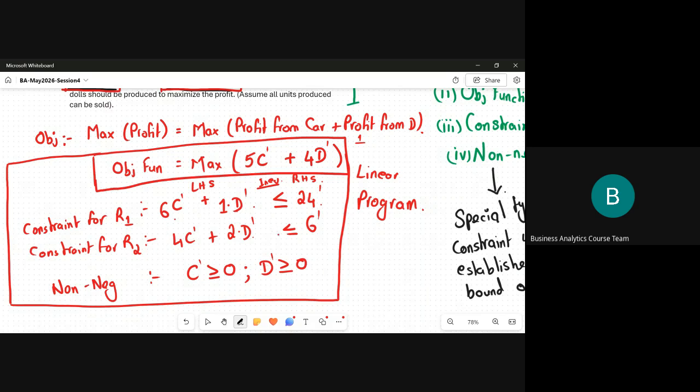Now let me ask you a question. Is it necessary that these constraints will always be of less than or equal to type? Can they also be of greater than or equal to type? The question is, should the inequality always be less than or equal to, or can there be something else also? Can be greater than or equal to. Give me an example. In the same problem, if I want a greater than or equal to constraint, tell me.